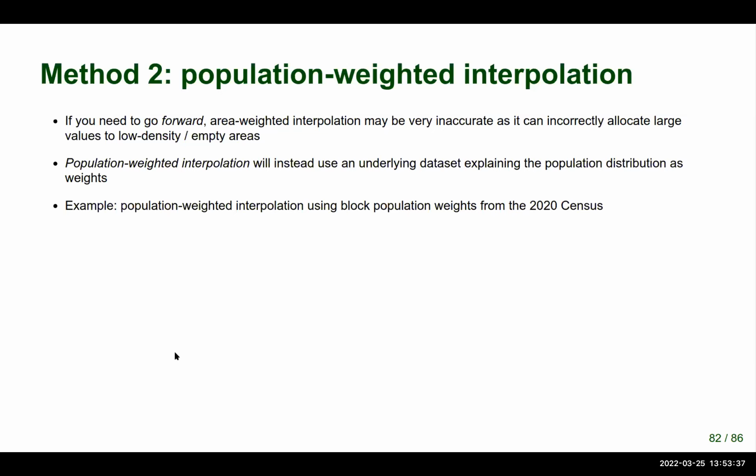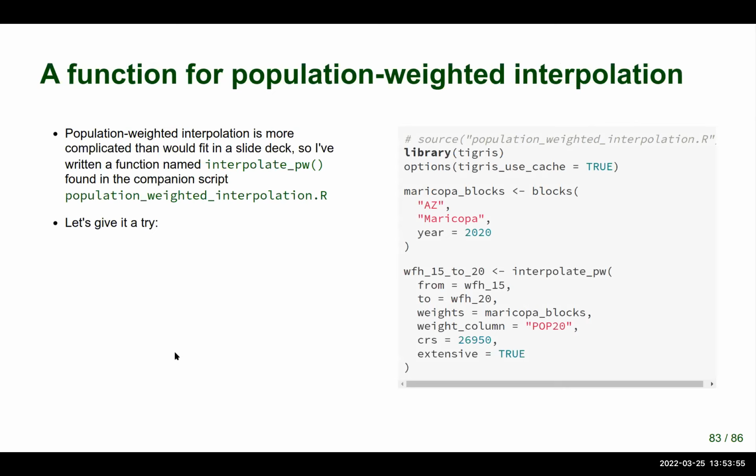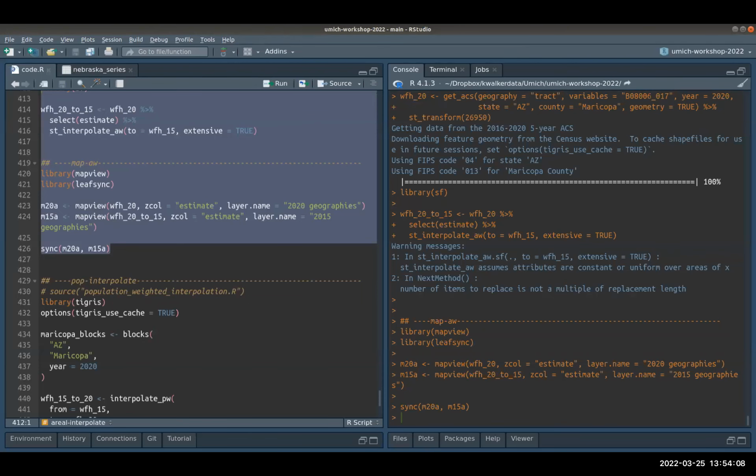They use block weighted allocation, which is a method of population weighted interpolation that I've implemented here to do this sort of transfer of data between zones. To get this to work, it's a more advanced example. I didn't want to step through it step by step because it includes a lot of information. So I wrote a script that is included in the workshop folder called population weighted interpolation.r with a function called interpolate PW. And just to step you through briefly what it does.